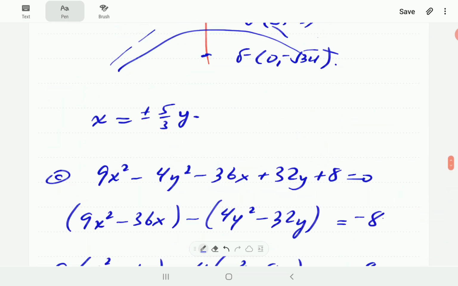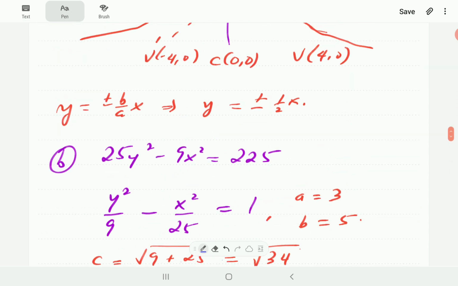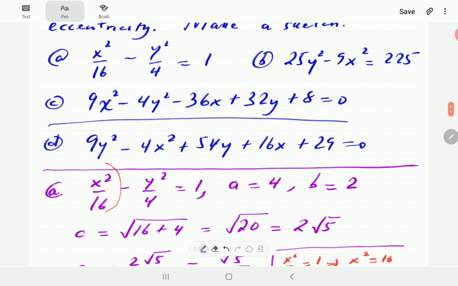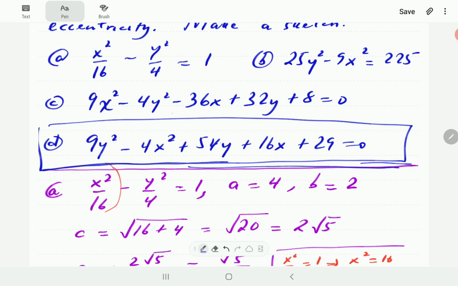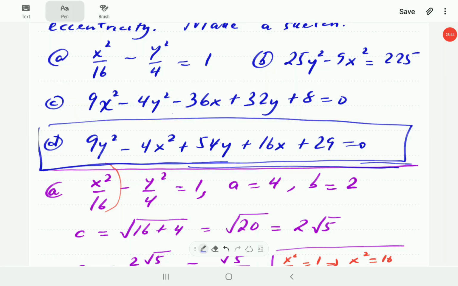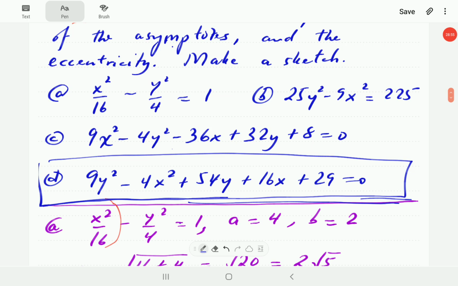Alright, we're going to give you a chance to have a go at the last one. This question D. So just have a go at this, and while you press the pause button, then when you press play, you can compare with our answer. Alright, so we're hopeful that you've done D.